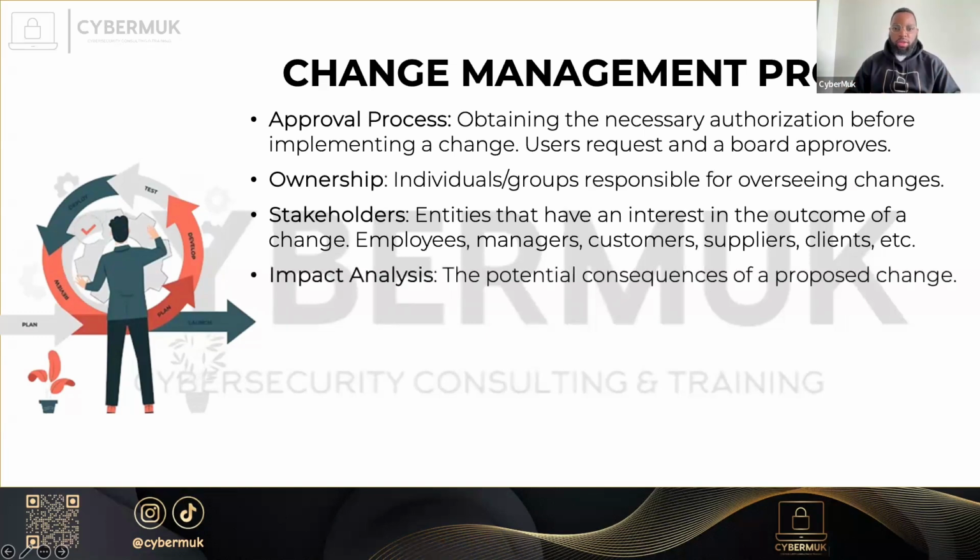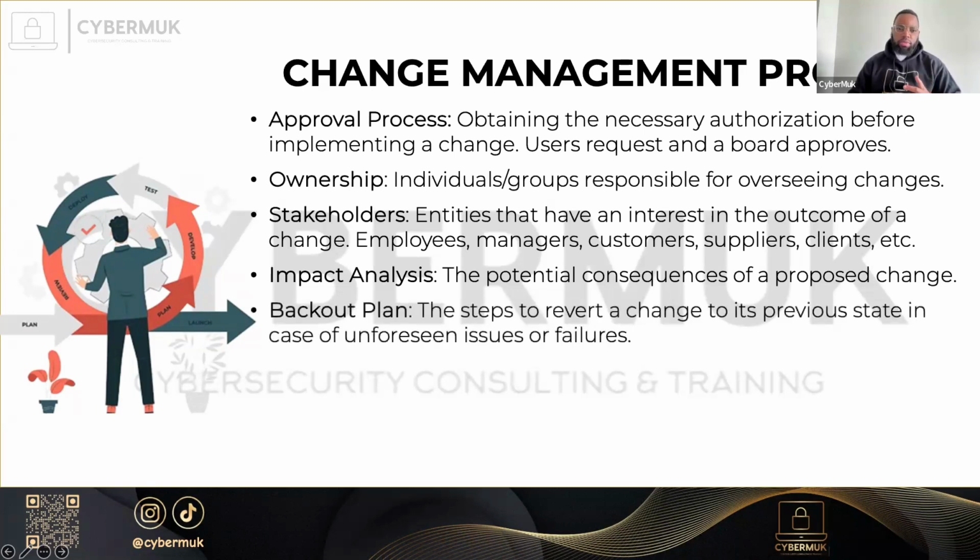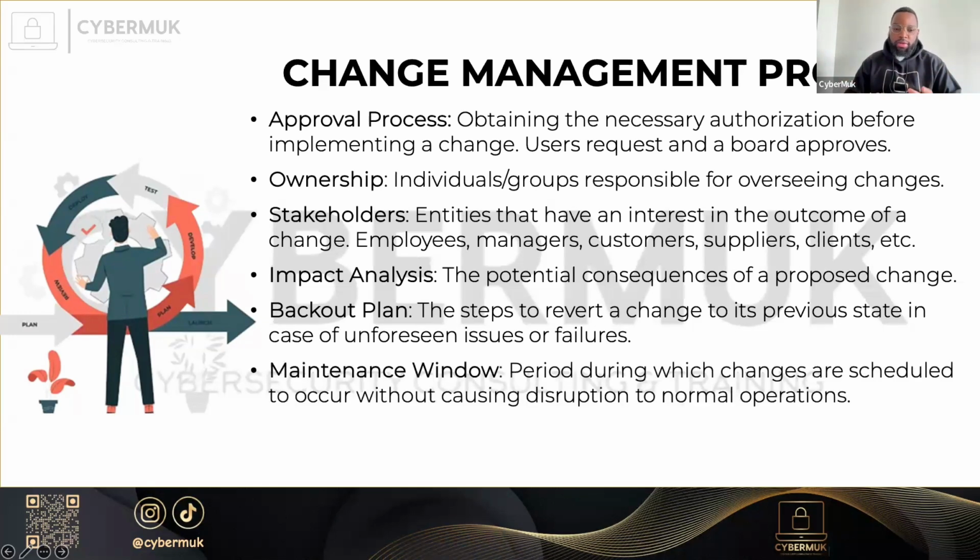You have different stakeholders. You have the impact analysis. You have to analyze the potential consequences of a proposed change. When you make a change, what could happen? Could it be damaging? Could it be good? What could happen? Then the backup plan: the steps to revert a change to its previous state in case of issues, in case of failures, like I was saying earlier. Imagine you change a piece of code at Spotify and it disrupts the entire system. What will you do to get back to the previous version? Do you have backups? Do you have a simple code that you can write? You need a backup plan.